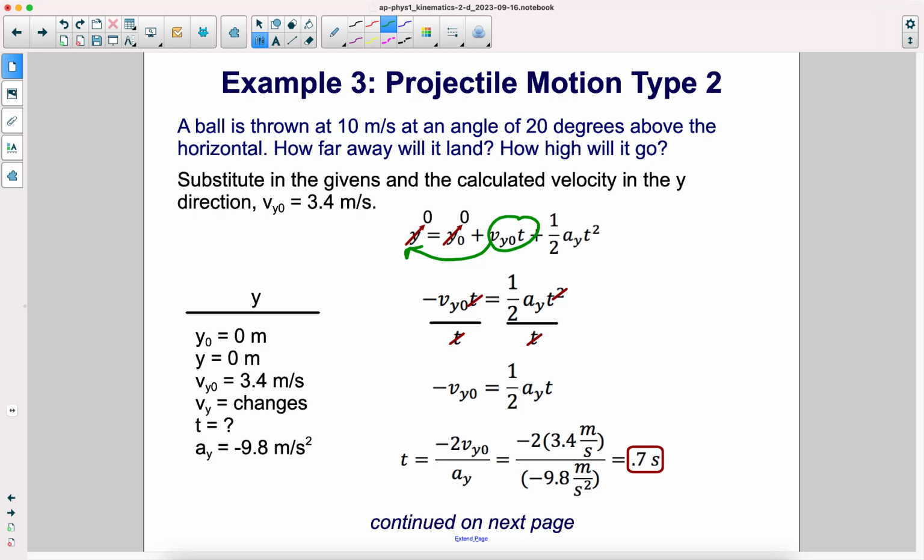Divide both sides by t. This one goes away completely. This one, we are left with just 1t.